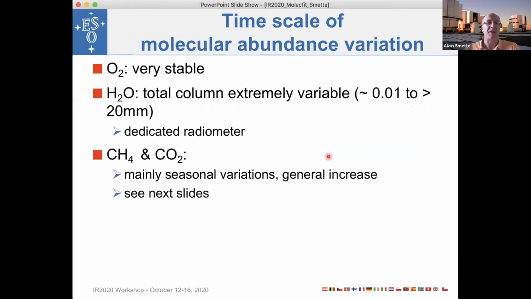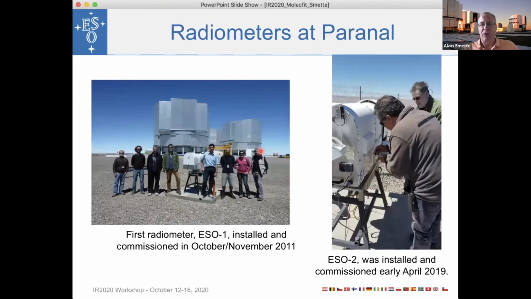So is this realistic? Among the most important molecules up to 2.5 microns, we have oxygen, which is very stable, and water vapor, which is extremely variable, but here we can have a dedicated radiometer. In the following slides, I will show some findings for methane and CO2, which show seasonal variations and general increase. And we need to go for the other molecules.